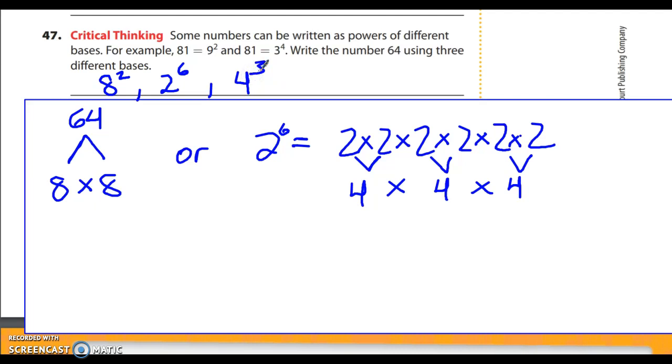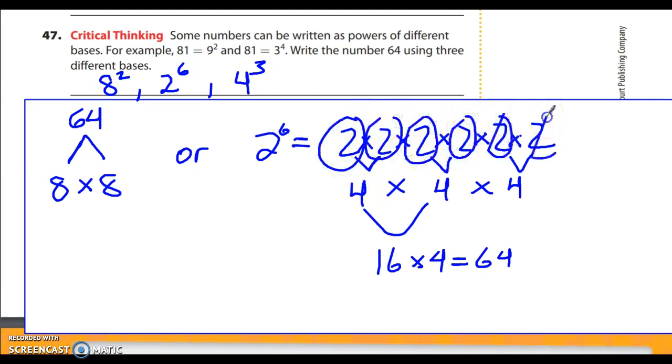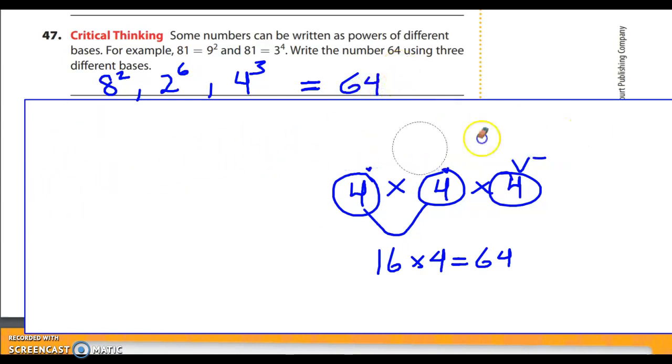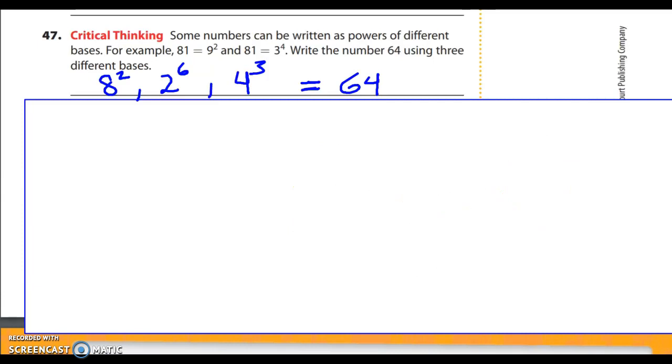Now let me check my work real quick. Here's how I can check it. What is 4 times 4? It's 16. And what is 16 times 4? 16 times 4 is 64, which means that this is true. 1, 2, 3, 4, 5, 6. 2 to the 6th power equals 64. And 4 to the 3rd power, 4 times 4 is 16, times 4 is 64. All three of these equal 64. Now, all numbers aren't like that. You can't pick other numbers to just have multiple power problems that will work, but 64 is one of them that does.